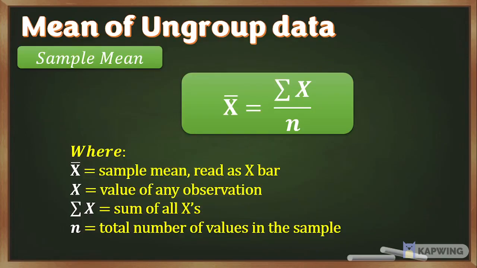Para sa mean of ungroup data, ang formula na gagamitin natin is X bar is equal to summation of X over N. So, X bar ang symbol ni mean and ang X natin is the value of any observation and summation of X are sum of all our X observation. N naman is the total number of values in the sample.